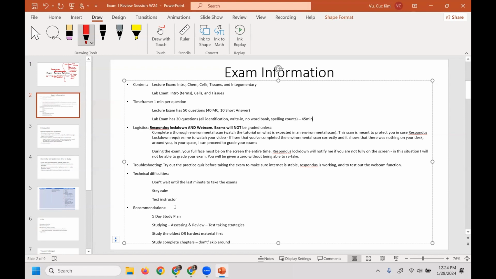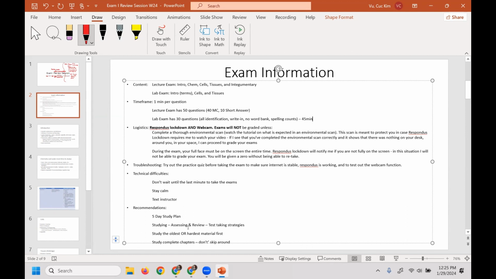So for example, you can study the oldest material first because it's further away, so you're less likely to remember it. Or you can study the hardest one first and then move forward, but try to set yourself specific chunks to study each day. That's why one of the very first assignments you did for this class was time management. Time management is one of the best strategies to do well on the exam: put it on a calendar when you're studying, what you're studying, and how you're going to study it. It helps you stay accountable. Okay, and so that's the 5-day study plan.